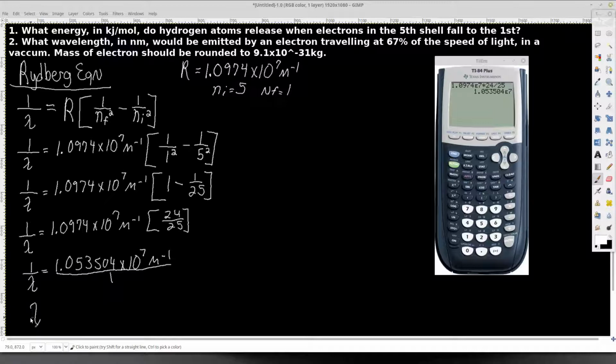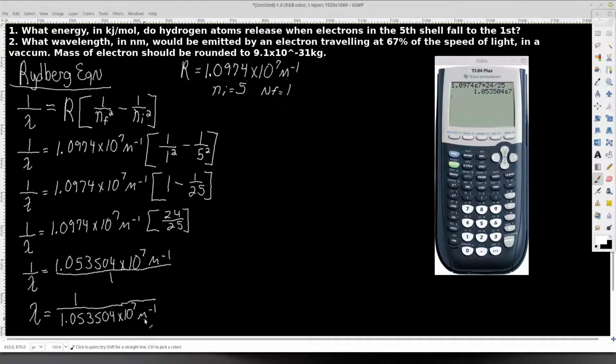So when we do that, we get lambda by itself. Lambda equals 1.053504 times 10 to the 7th m negative 1 will now be in our denominator. So that will give us 1 over that number, 1.053504 times 10 to the 7th. Like I said, all I did was flip it over. Over the 7th, and then the m negative 1 is down here.